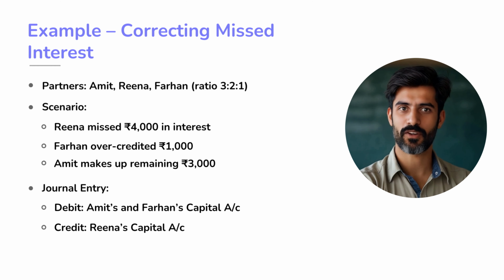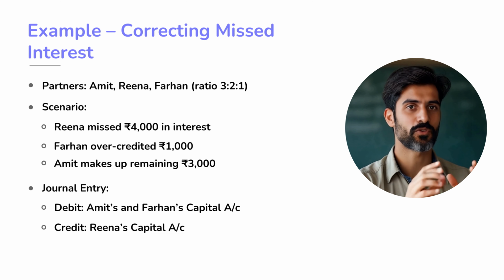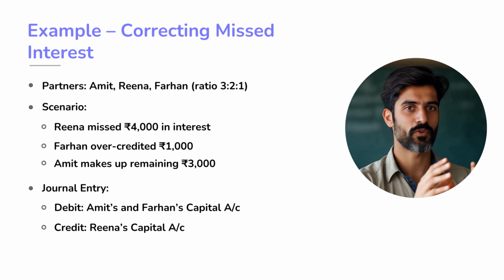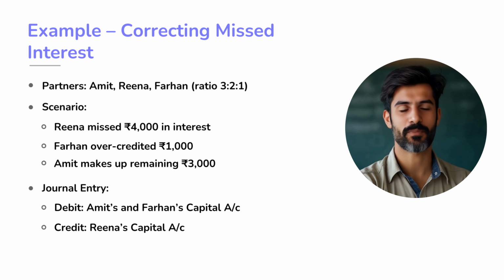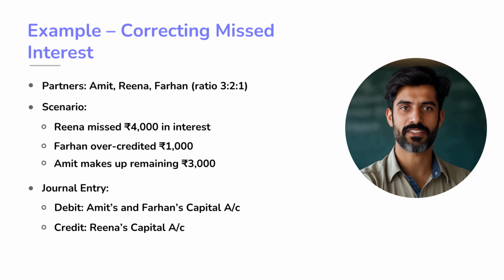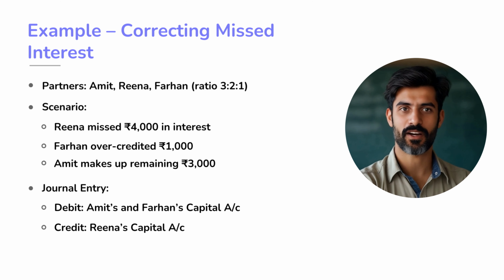Let's bring this to life with a quick example. Amit, Reena, and Farhan share profits in a 3:1 ratio. Now imagine this: Reena was supposed to receive rupees 4,000 as interest on capital, but it was missed. Farhan was overpaid 1,000 by mistake. Here's how we fix it: Reena gets 4,000 credited to her account, Farhan returns 1,000, the remaining 3,000 comes from Amit's share. The journal entry: debit Amit's and Farhan's capital accounts and credit Reena's. Just like that, error corrected, books balanced, and fairness restored.